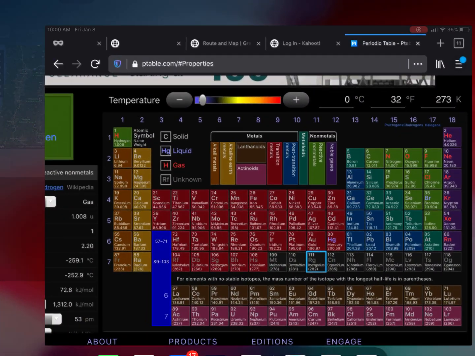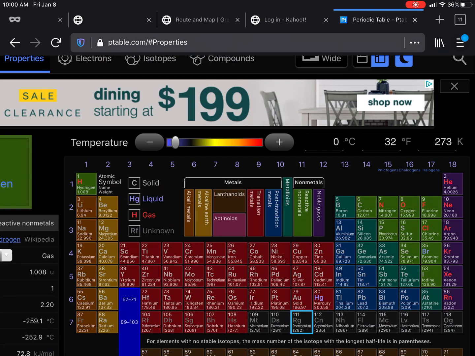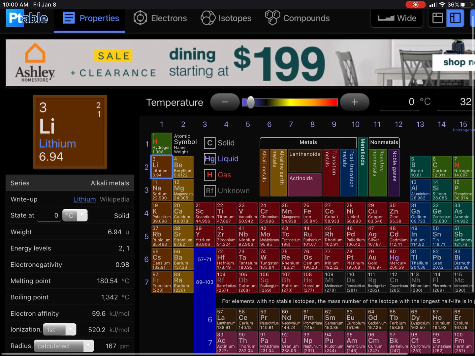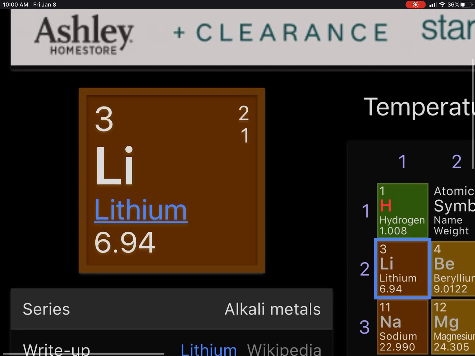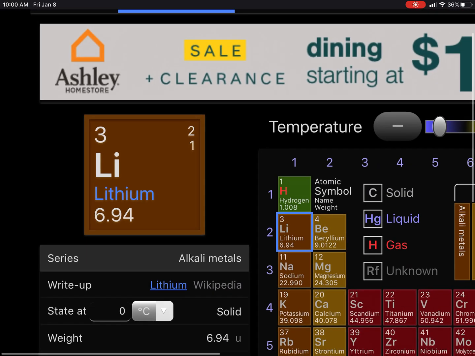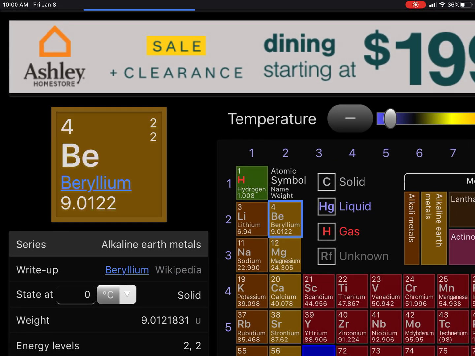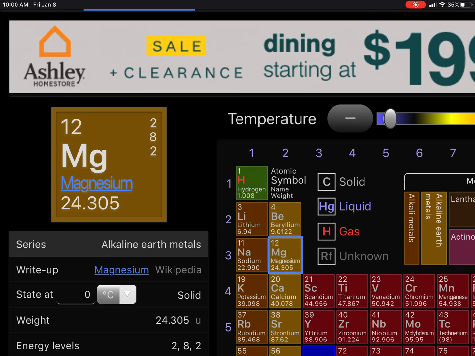So remember, all of our atoms have a certain number of electrons around them. The easiest way to think about it, they have a certain number of electrons, and it's the same number as the number of protons. So lithium has 3. You can see the 3 right here. Beryllium has 4 protons and electrons. Magnesium has 12.